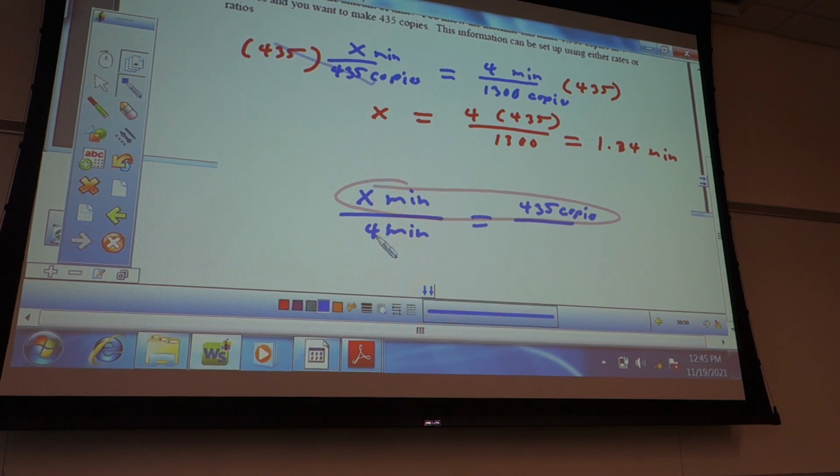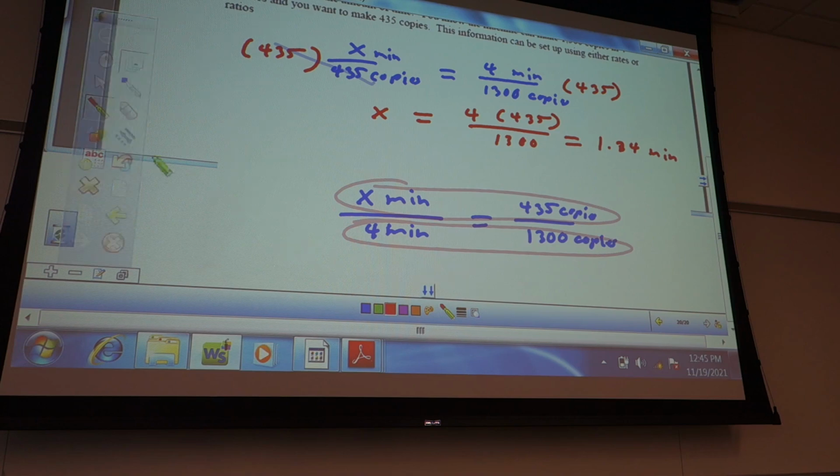How long does it take to make 4 minutes? How many copies can you make? 1,300 copies. So you can do it either way, because these folks have a relationship. They match up, and then these are both minutes and these are both copies, and you'll get the same thing.